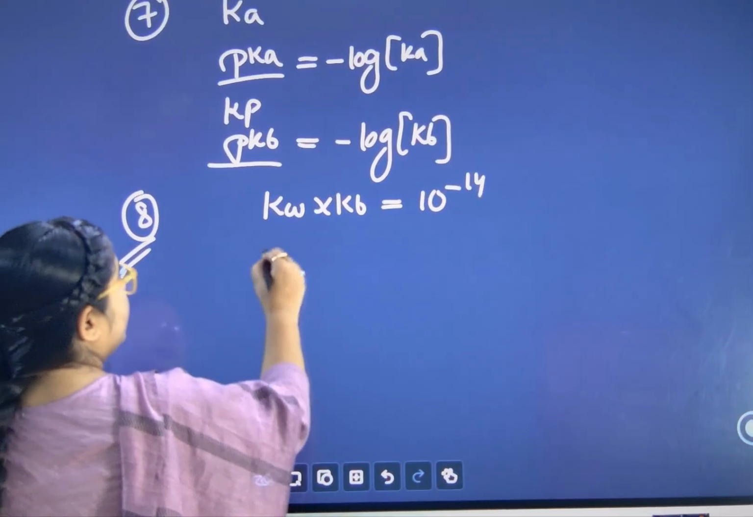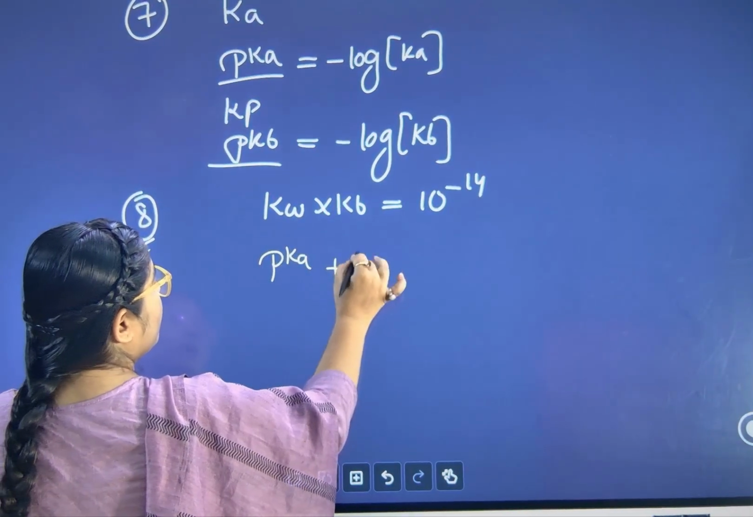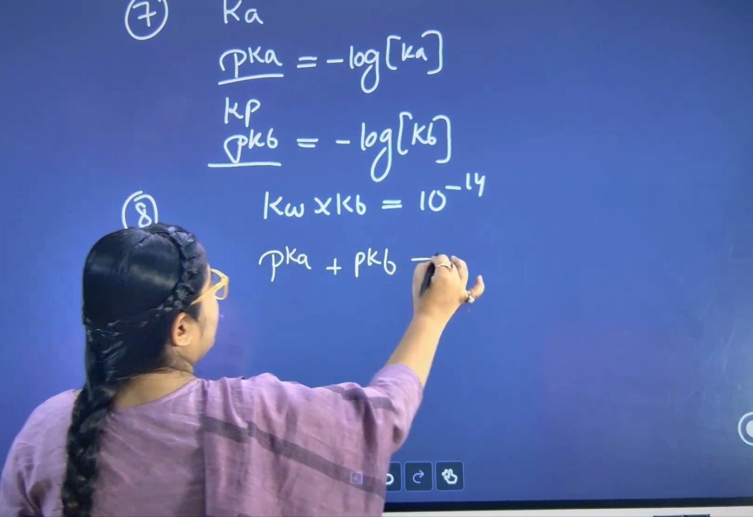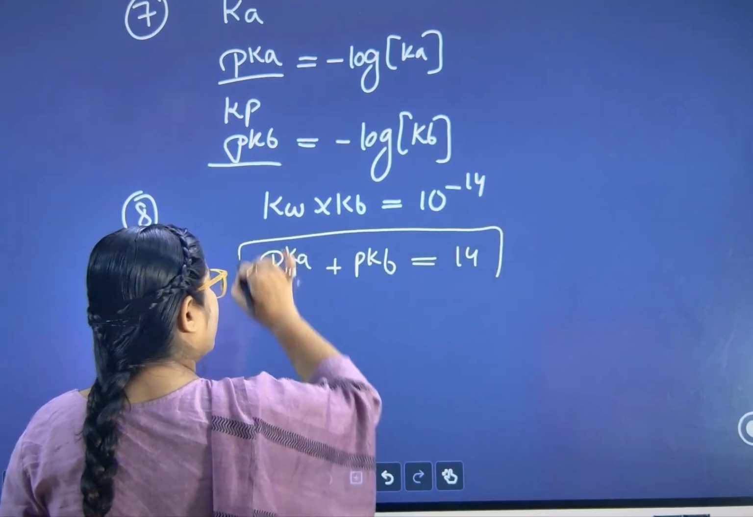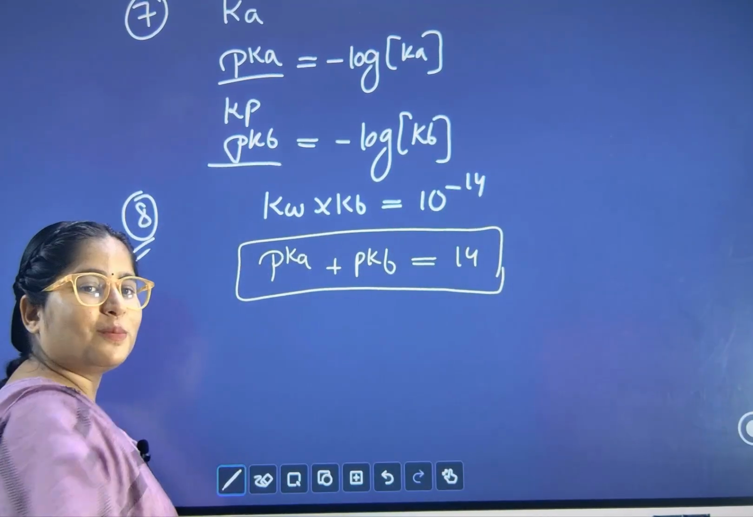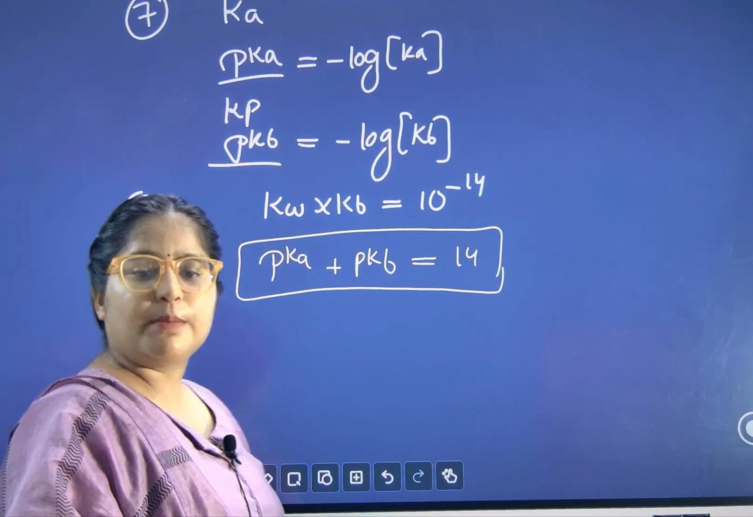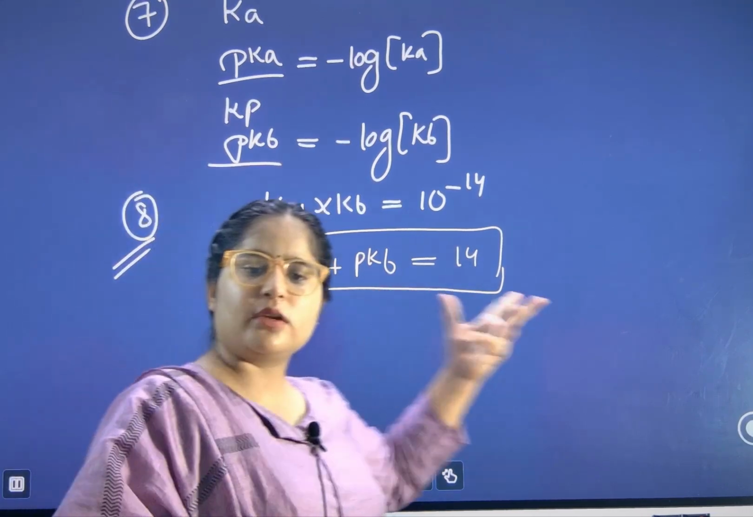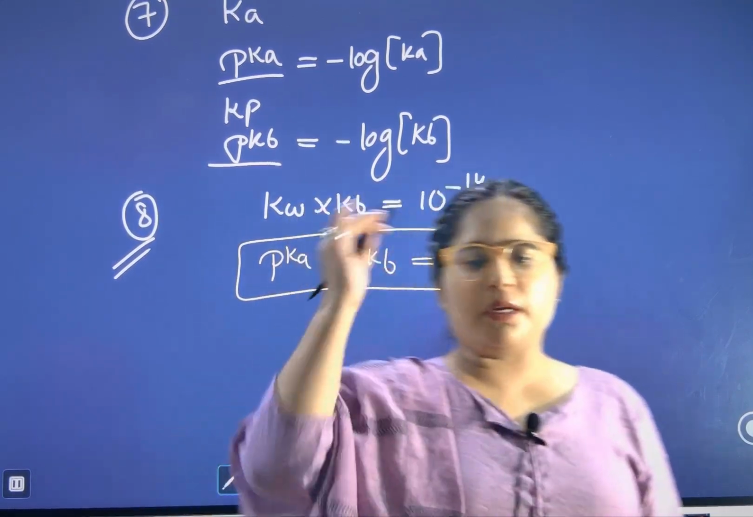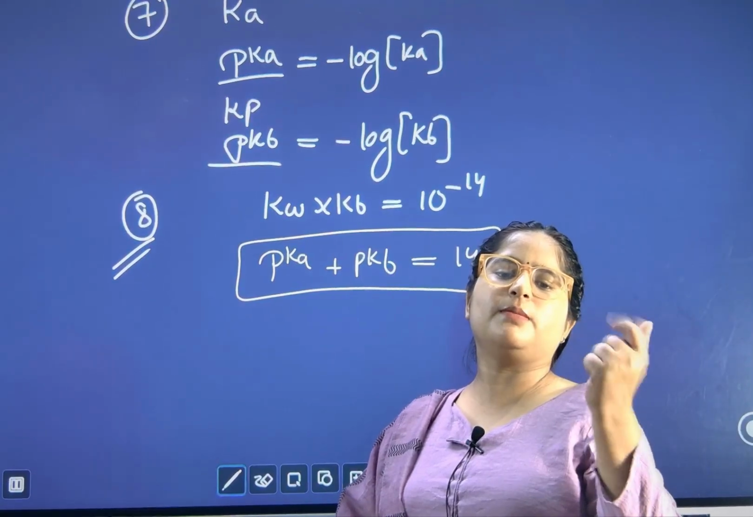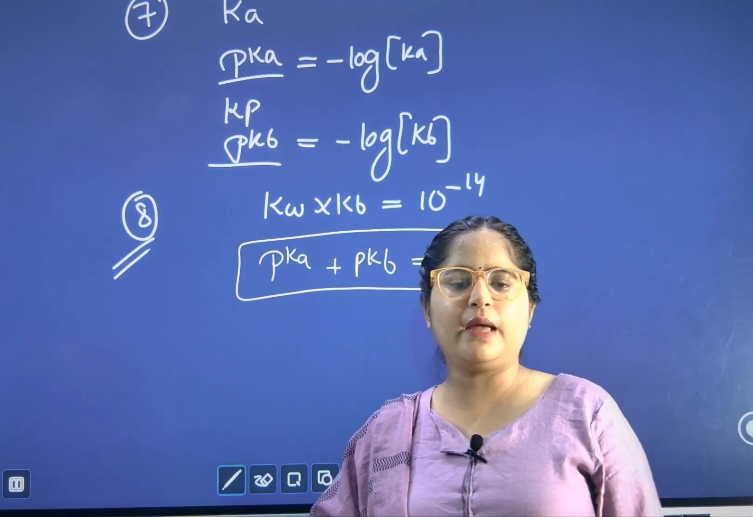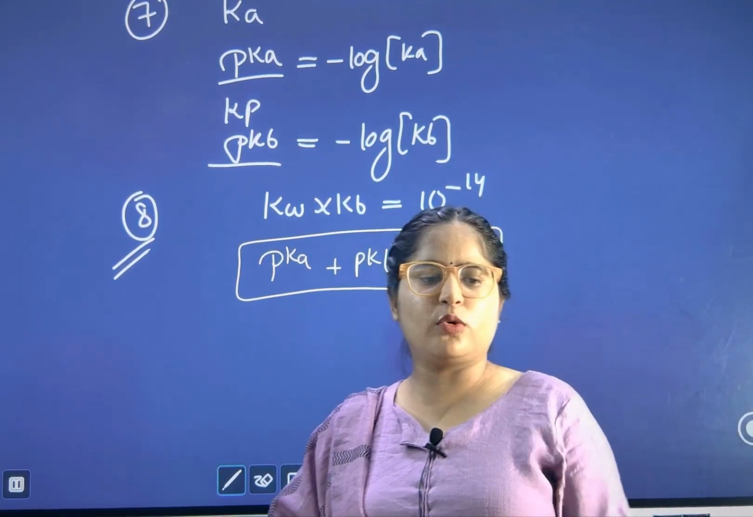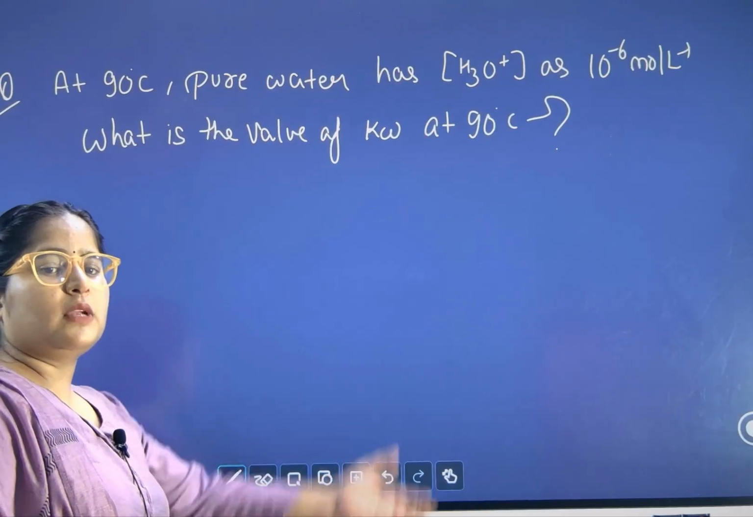So from here I can say pKa plus pKb is equal to 14. Just these are the 7 to 8 relations I have written. Keep it in your brain, then ionic equilibrium will become very easy for you. Okay, let us solve some questions. So let us solve one question.